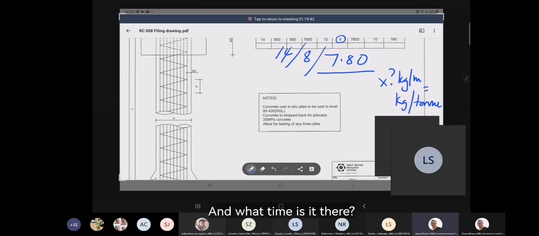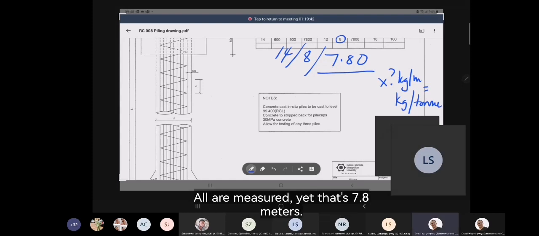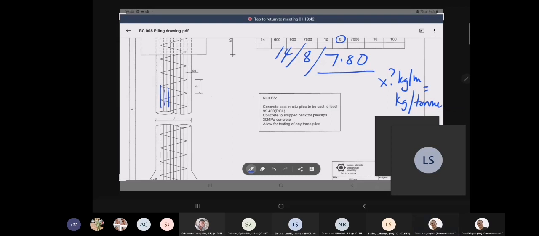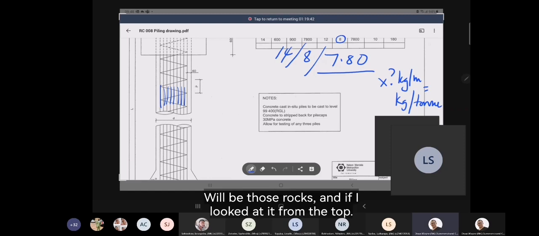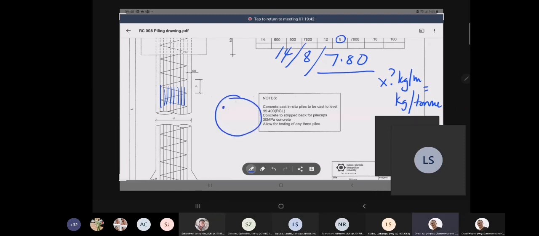And what I measured here, that's 7.8 meters, if you could visualize this, would be those rods, 1, 2, 3, 5, 6, 8, and if I looked at it from the top, 1, 2, 3, 4, 5, 6, 7, 8. That is what we've measured there. Right? All with me.